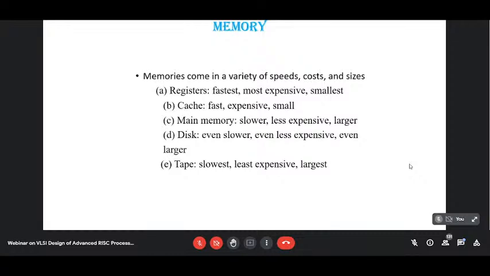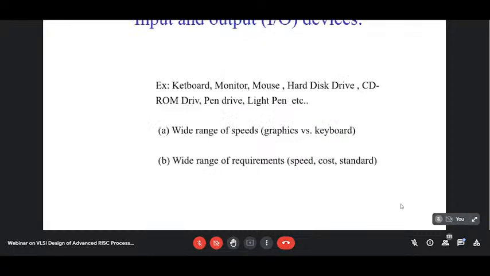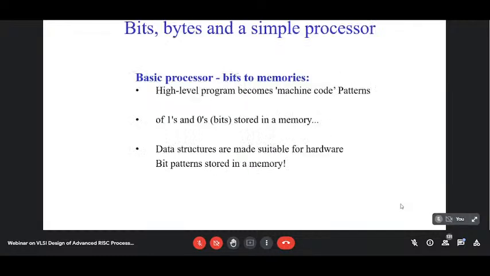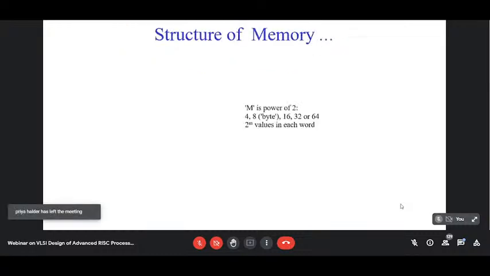Disk is the slowest, in fact, because the bulk data will be stored on the disk, and it is non-volatile, whereas main memory is volatile. These days tapes are not used. Long time back it was used. It is the slowest. So I'm not going into the details of this. Bits, bytes, and simple processors, you know what is a bit and what is a byte.